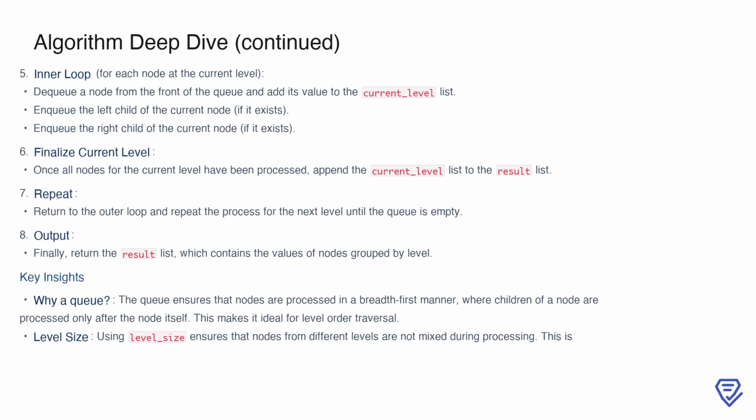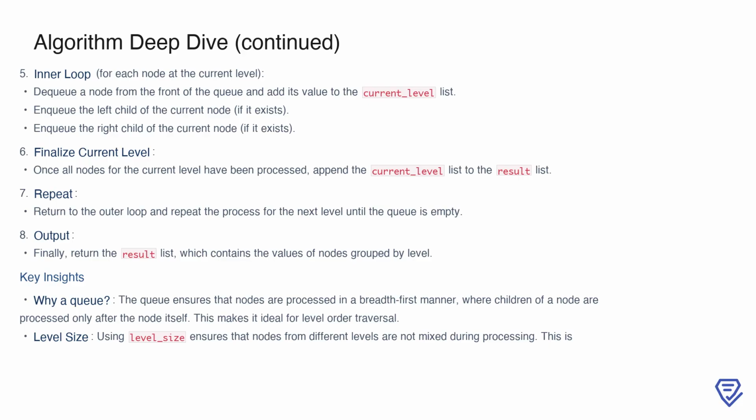For each node in the current level, we dequeue it from the front of the queue and add its value to the current_level list. If the dequeued node has a left child, we enqueue that child. Similarly, if it has a right child, we enqueue the right child as well. By the end of the inner loop, all nodes at the current level will have been processed. At this point, we append the current_level list to the result list.